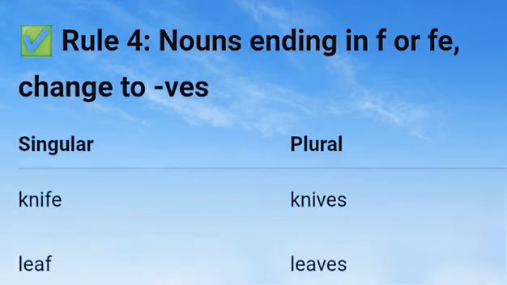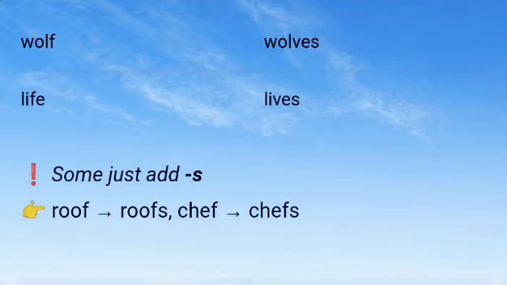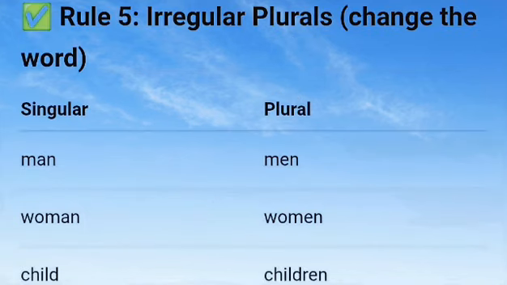So now rule number 4: nouns ending in f or fe change to ves, like knife, knives, leaf, leaves. You are observing that? Wolf, wolves, life, lives. But roof, roofs, chief, chiefs, like that. Add s for singular, es means plural.